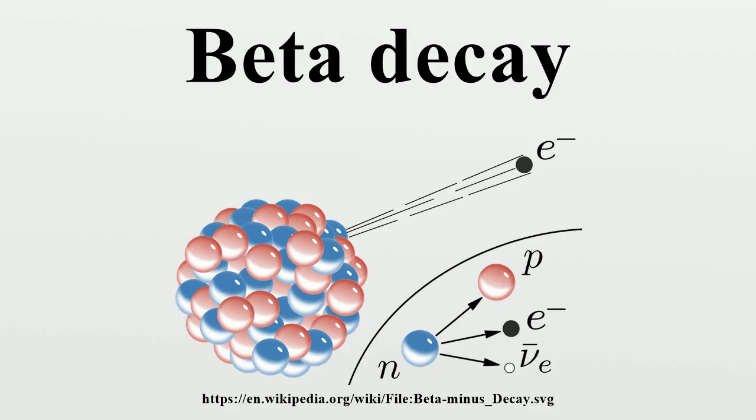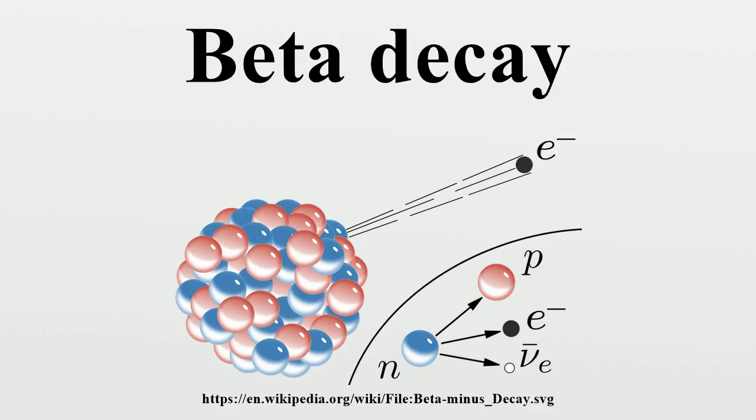Beta plus decay. In beta plus decay, or positron emission, the weak interaction converts an atomic nucleus into a nucleus with atomic number decreased by 1, while emitting a positron and an electron neutrino. The generic equation is A/Z X → A/Z-1 X' + e⁺ + νₑ.